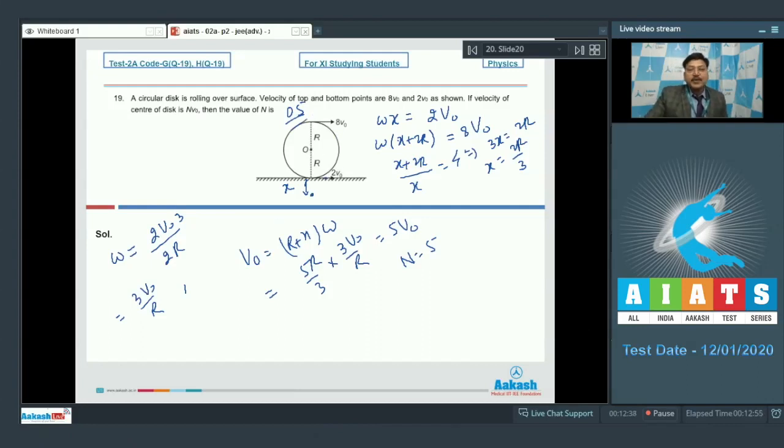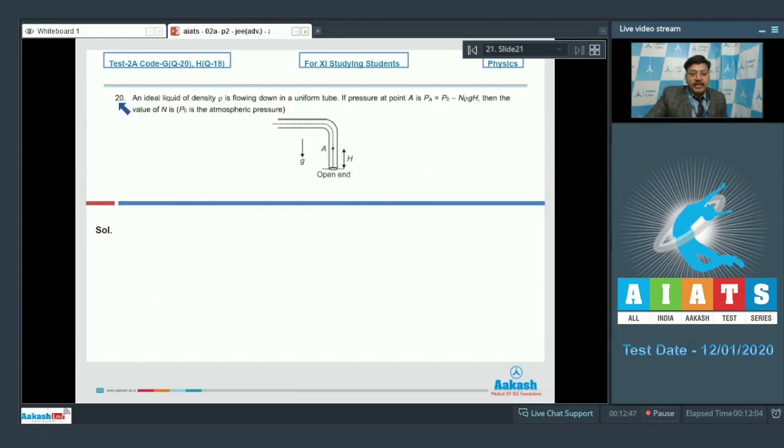Okay, let's go to the last question of this test now. Question 20. An ideal liquid of density rho is flowing down in a uniform tube. If pressure at point A is PA equal to P0 minus n times rho gh, then the value of n is, where P0 is the atmospheric pressure. The question is obviously based on application of Bernoulli's equation. We can also say equation of continuity, but the area of cross section is the same everywhere, so we can consider that the speed of liquid is the same.